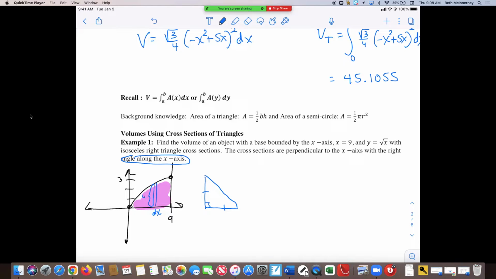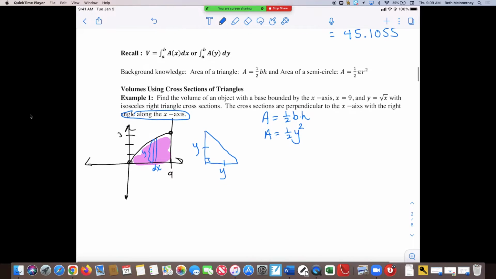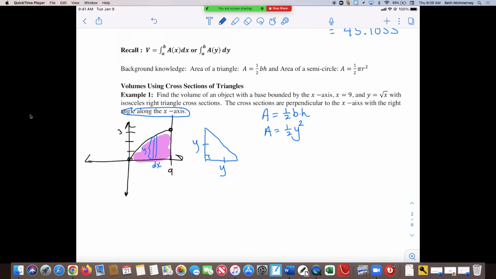So this is y and this is y. Now, the area of a right triangle is 1/2 base times height. Well, this is isosceles, so A equals 1/2 y squared. Because I know where I'm headed with this and I've got a volume coming up and I want it in terms of x, you're going to plug in the square root of x squared. So that's just 1/2 x.